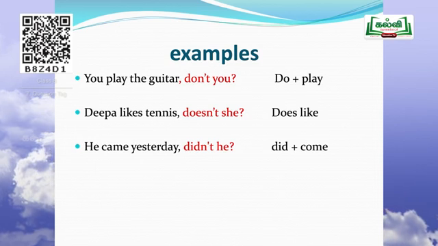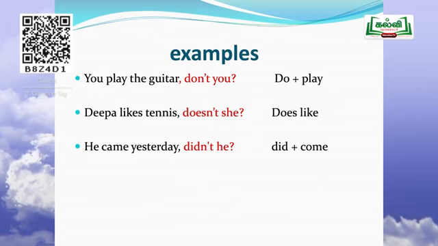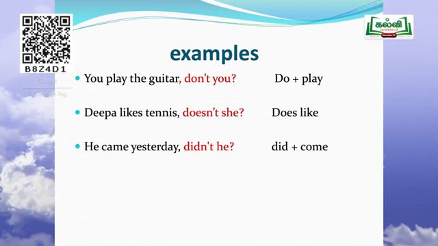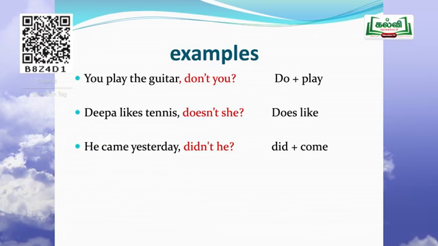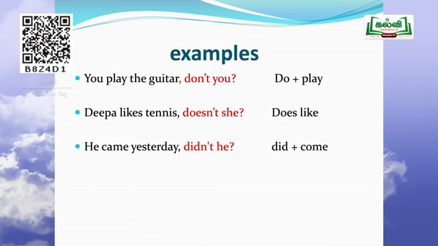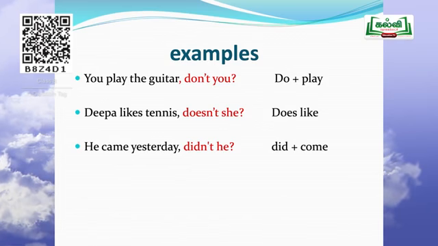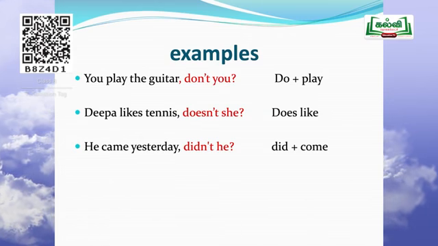Let's see another example. He came yesterday, didn't he? What is the verb here again? Came. Came is the past form, so we split it into two parts: did plus come. Take that did and decide whether we have to add not. Here the statement is positive, so add not with did: did plus not, didn't. What is the subject pronoun here? He. So "didn't he" is the final result. Is it clear? Okay. With this, we move on to the next thing.